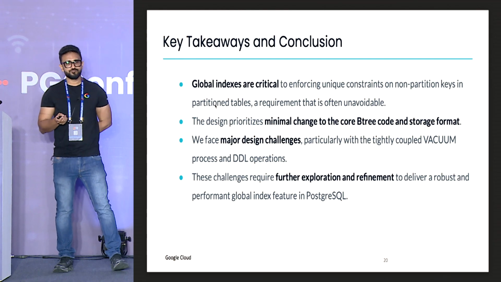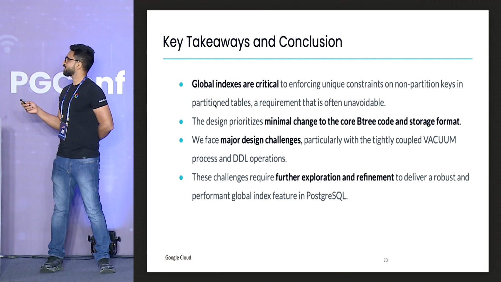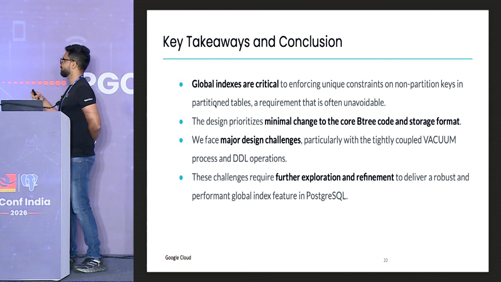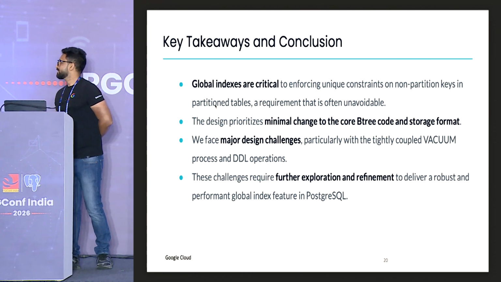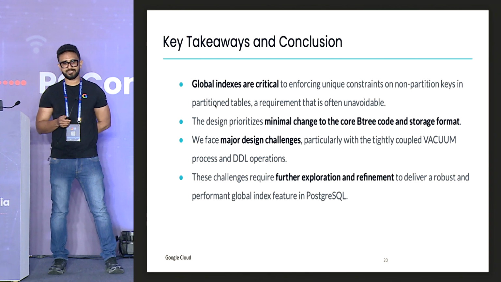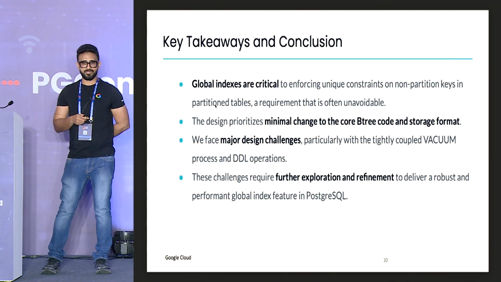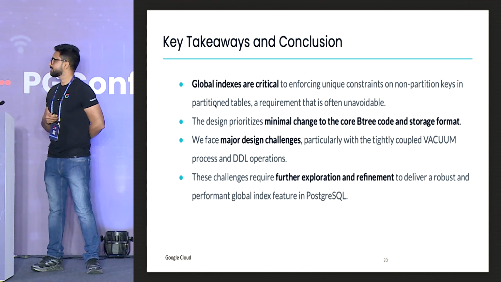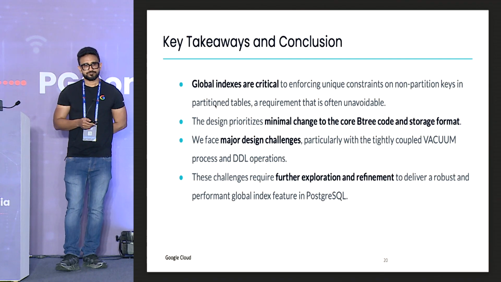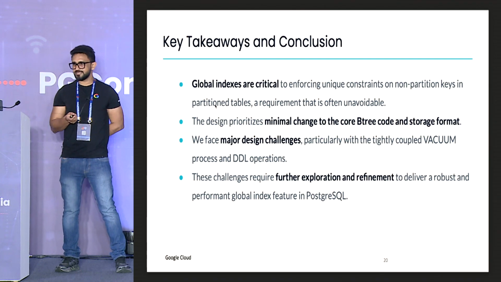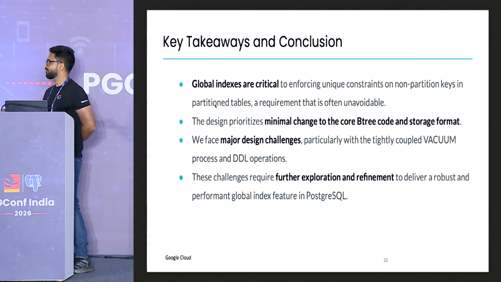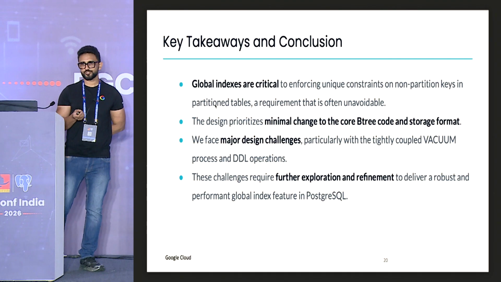While working on this, our high-level design goal was to have minimal changes in the B-tree so that we can utilize the same B-tree without a lot of maintenance overhead. And then we discussed a couple of design challenges with respect to tightly coupled heap and index vacuum, as well as the handling of the DDL operations where we need to rewrite the global indexes. We need to work on those challenges, and we need to explore further to deliver a robust and performant global index which can be used by the user.